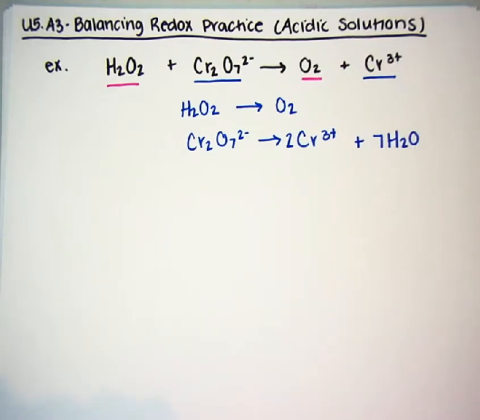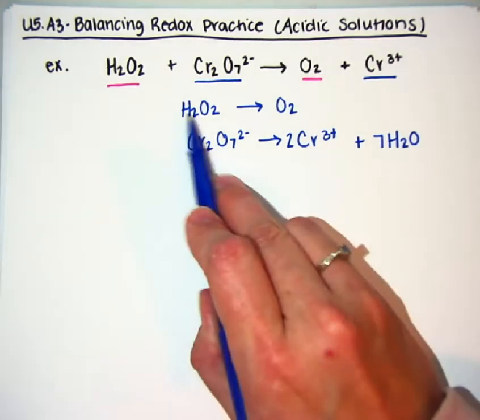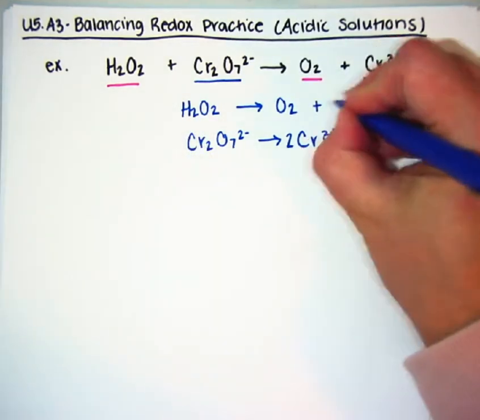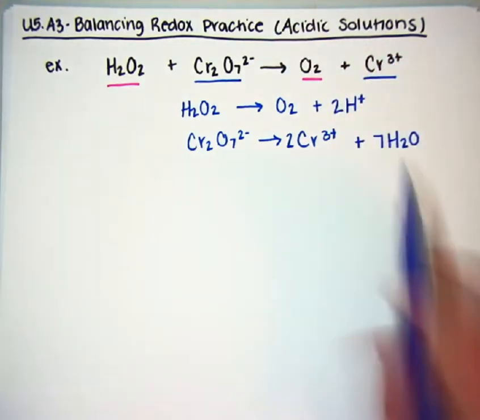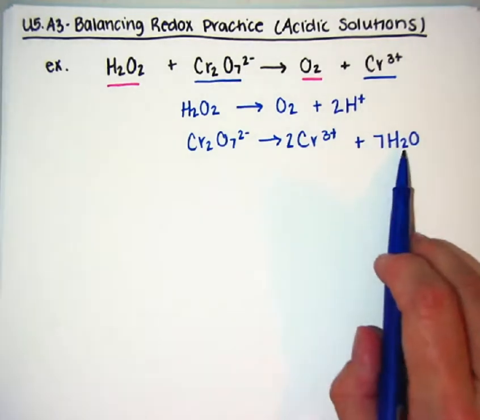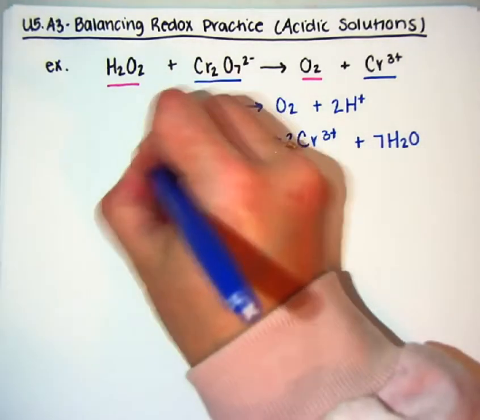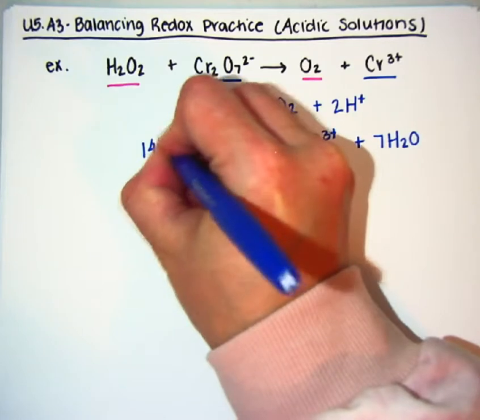Next step, balance hydrogen by adding H+. 2 hydrogens, so I'm going to do plus 2H+. 7 times 2 gives me 14, so 14H+.